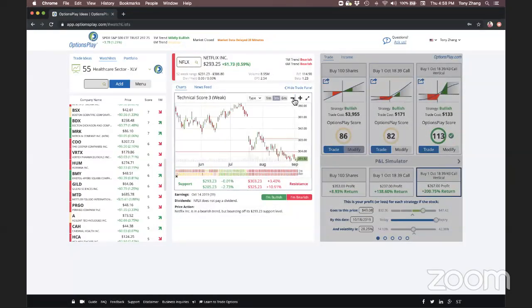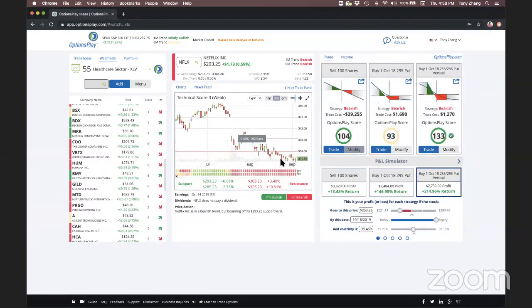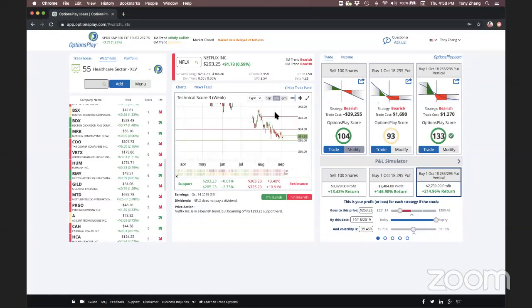This is a stock that has been on my list for a while now. We went short this around the 315, 320 level and we got out around the 295 level. I'm as bearish as I am on Netflix because of the technical score of 3, the 1 month and 6 month trend being bearish, and the fact that this stock continues to move lower while the markets are moving higher. Everything is telling me that this is bearish.